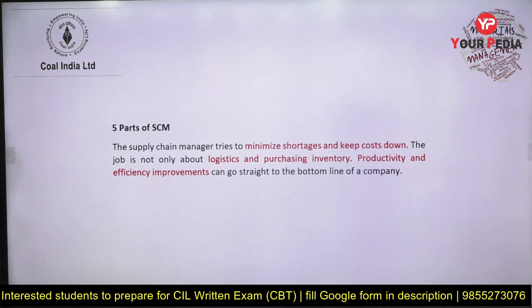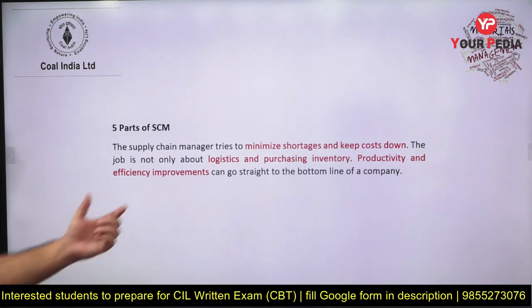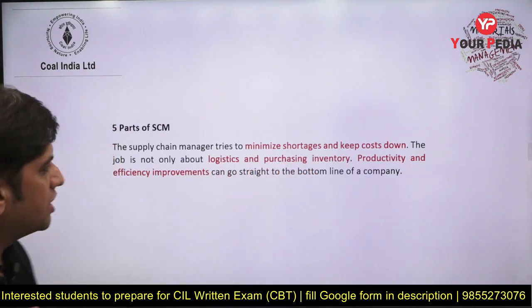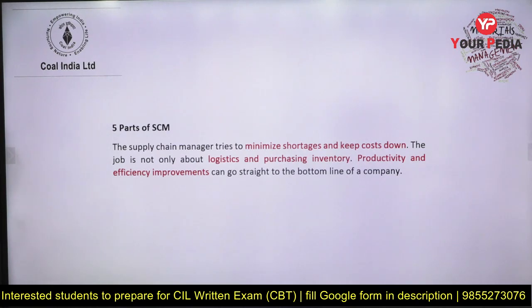5 parts of supply chain management, we will discuss it. So the ultimate objective is to minimize the shortage and keep the cost down. The manager will try to do that, and it is not about purchasing or logistics. That is the part of material requirement planning, MRP. Productivity and efficiency is something which is to be focused.